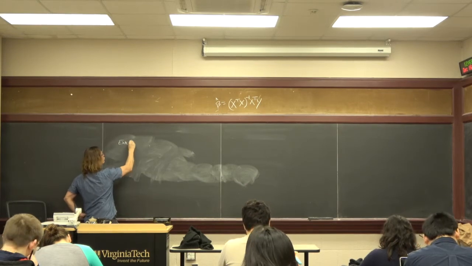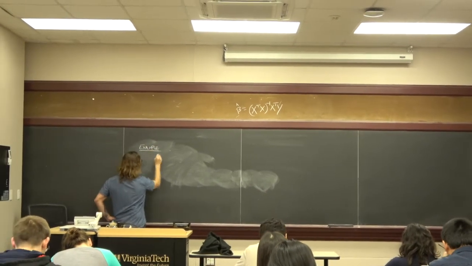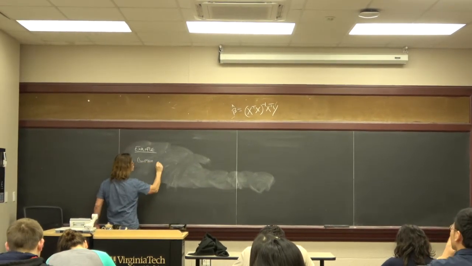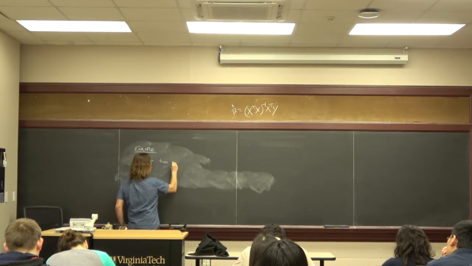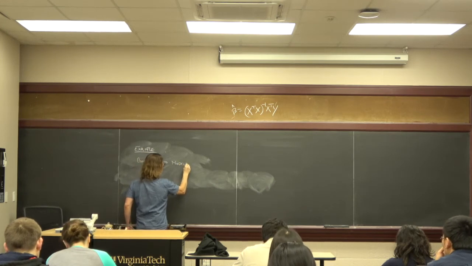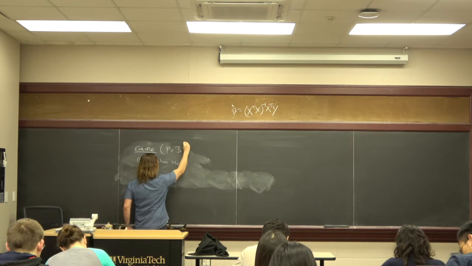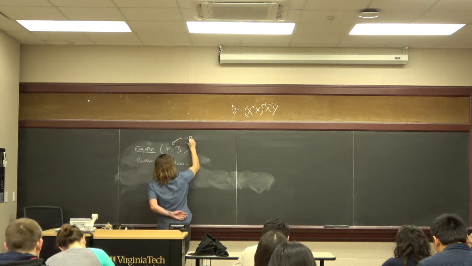Start easy before we get into the algorithm. Compare two models. Okay, so let's just make this real easy. P is equal to 3. This is the dimension of the problem.